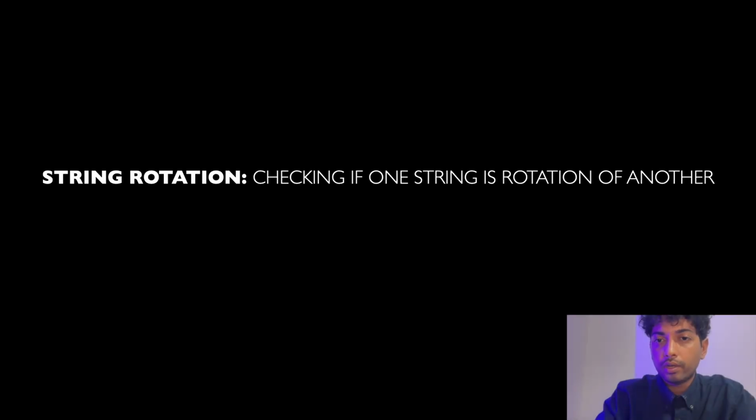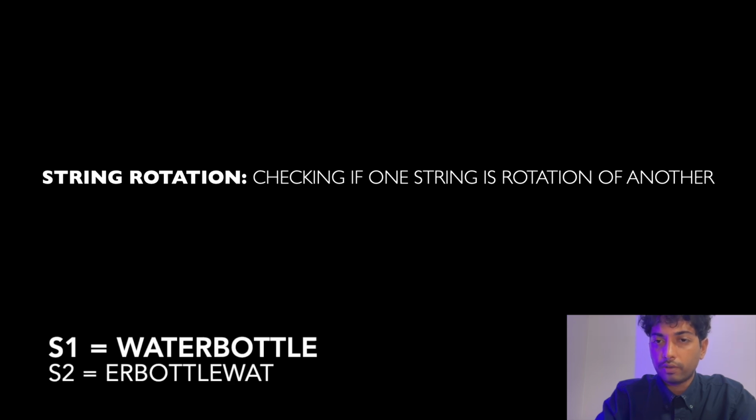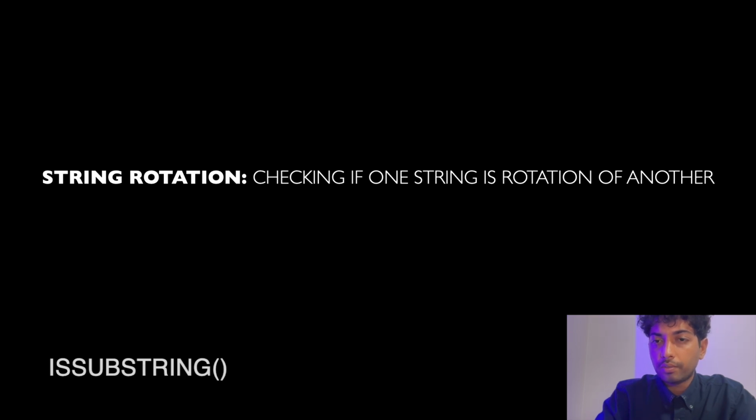Our next problem is string rotation. Here, we are given two strings s1 and s2, and we want to determine if s2 is a rotation of s1. For example, waterbottle is a rotation of erbottlewat. We are allowed to use only one call to a function isSubstring that checks if one string is a substring of another. Here, we'll explore how we can solve this problem.